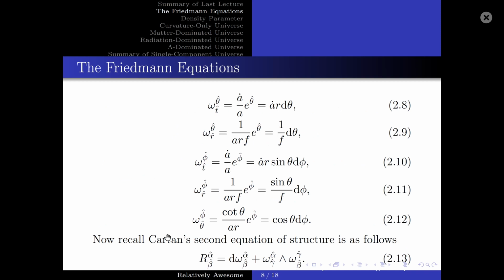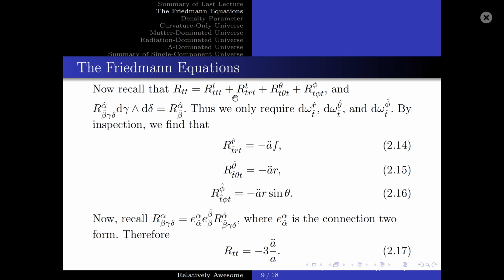Now, recall that Cartan's second equation of structure is as follows, and recall that the Ricci tensor is defined in the following manner, and the Riemann tensor in orthonormal basis is related to the Ricci tensor in orthonormal basis in the following form. Thus, we only require the following exterior derivatives of the spin connections, and by inspection we find that the Riemann tensors in orthonormal bases are as follows.